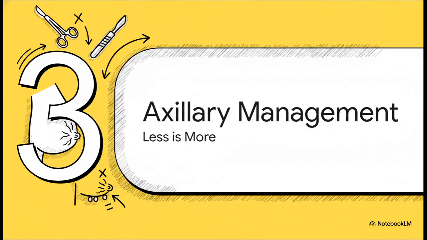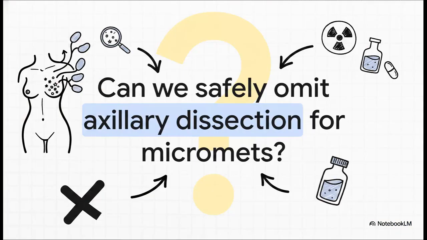Section 3, Axillary Management and Surgery. Less is more. For decades, finding literally any cancer in a lymph node meant an automatic, super aggressive axillary lymph node dissection. But as our radiation and systemic therapies got better and better, we really had to ask ourselves a crucial clinical question. Can we safely omit that highly morbid dissection if we only find micrometastases in the sentinel node?